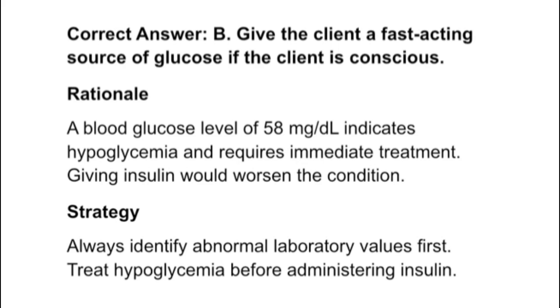Rationale. A blood glucose level of 58 mg per deciliter indicates hypoglycemia and requires immediate treatment. Giving insulin would worsen the condition. Strategy. Always identify abnormal laboratory values first. Treat hypoglycemia before administering insulin.